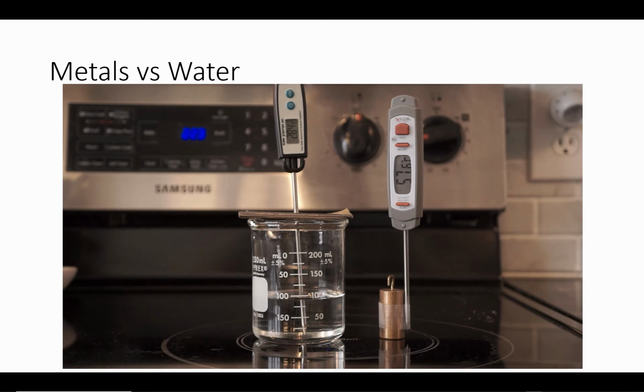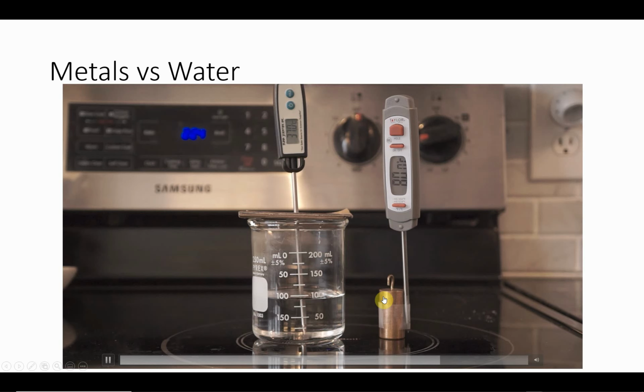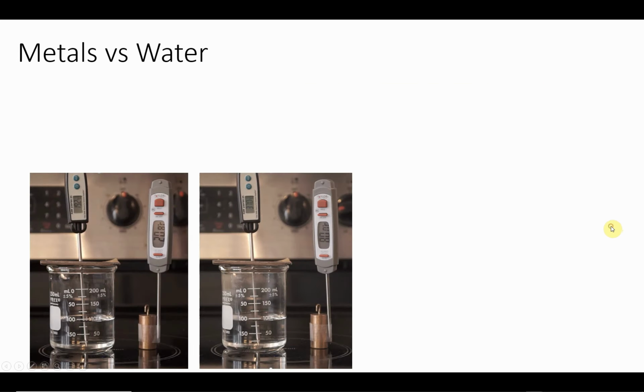So, did your prediction turn out to be right? It looks to me like the metal is having a much larger change in temperature than the water is, even though we have the same mass of each one of them. Which tells you that whatever the specific heat capacity is for copper, it's not going to be the same as water. It seems like it's changing temperature an awful lot faster. So let's see if we can explore why that might be.